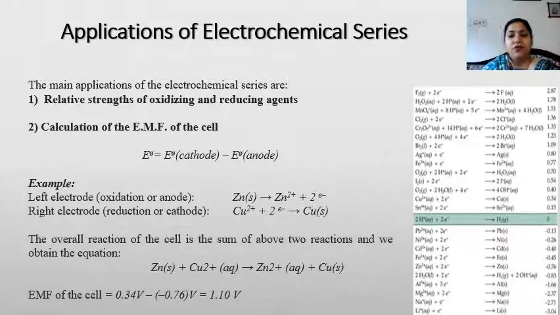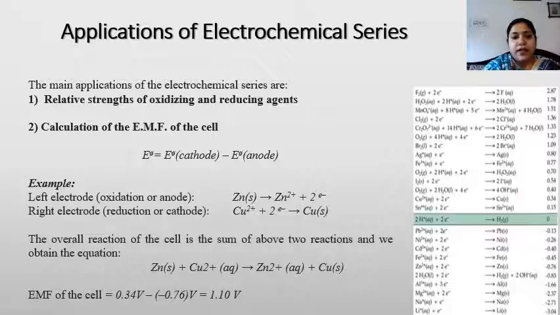Applications of electrochemical series. The main applications of the electrochemical series are, the first one, relative strength of oxidizing and reducing agents. Means how we can determine which one is a good oxidizing agent and which one is a good reducing agent, and if we are comparing two pairs, which one is the good reducing agent and which one is the good oxidizing agent in both. We have already discussed it in the previous slide.